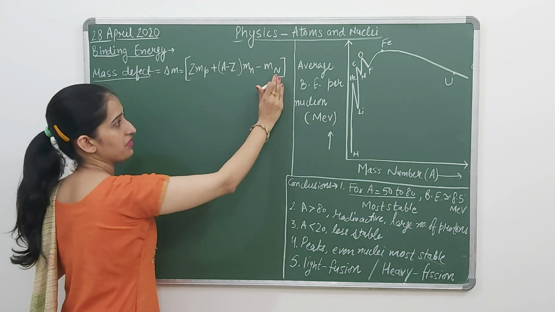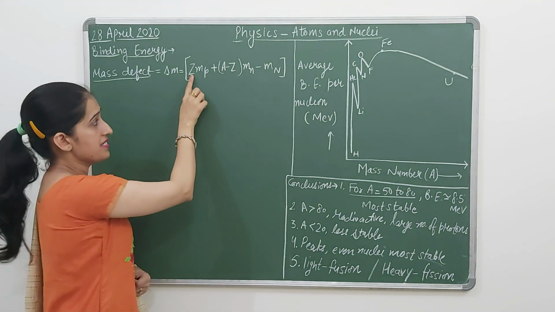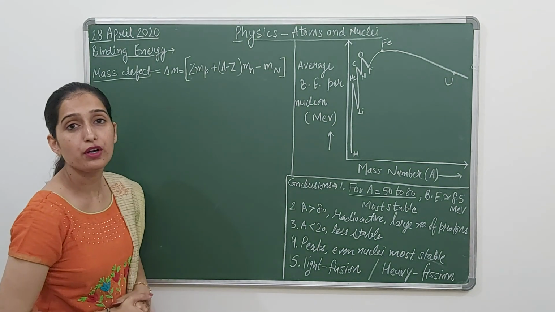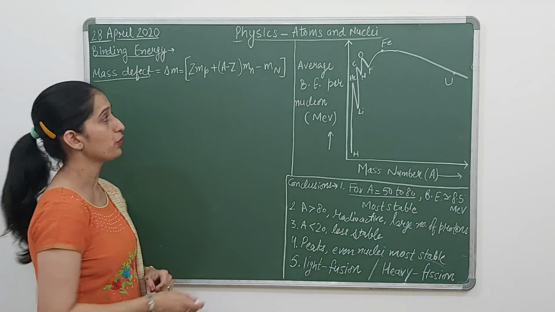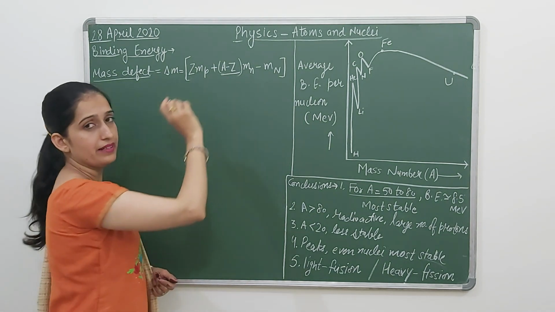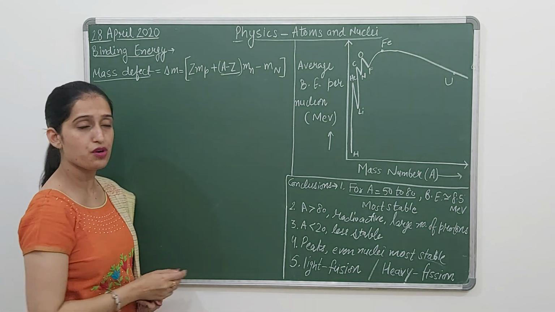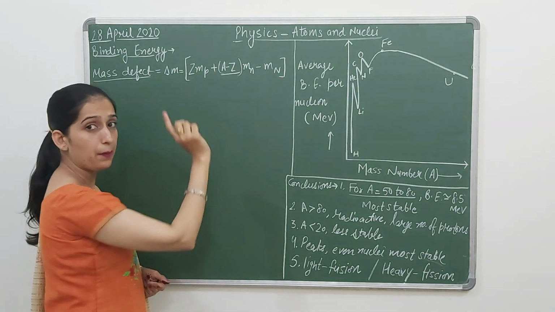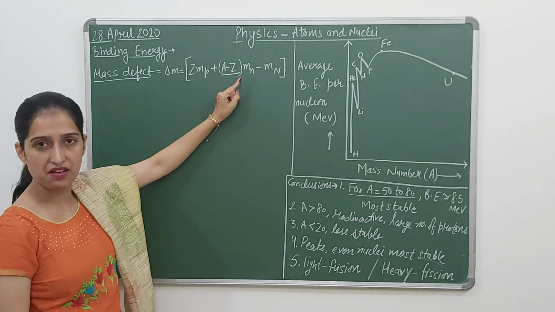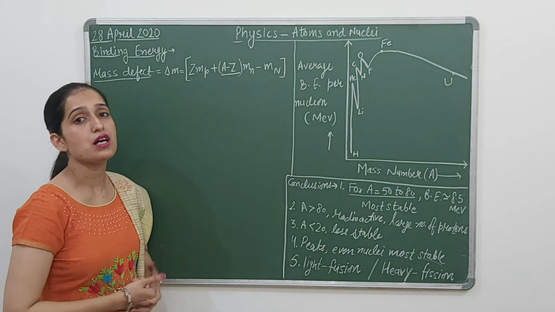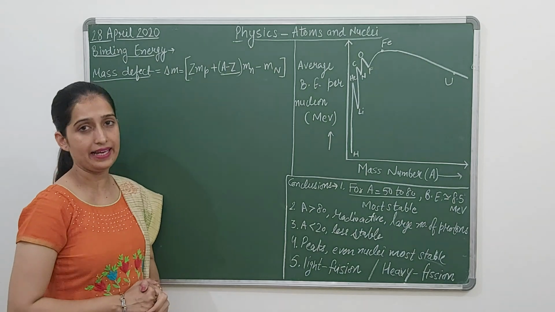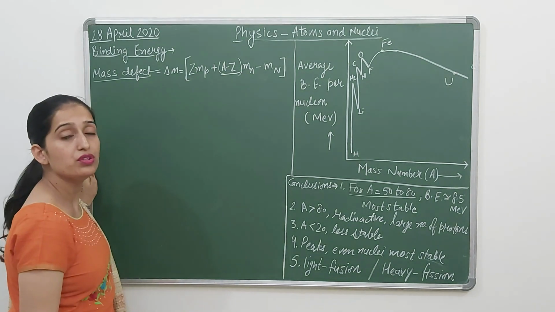The formula was given by this equation, where Z is the atomic number or number of protons, Mp is the mass of a single proton, A minus Z is the number of neutrons, Mn is the mass of a single neutron, and M with suffix capital N is the mass of the nucleus. If we have small n in the suffix, then it is the mass of a single neutron, and if we have capital N, then it is the mass of the nucleus.